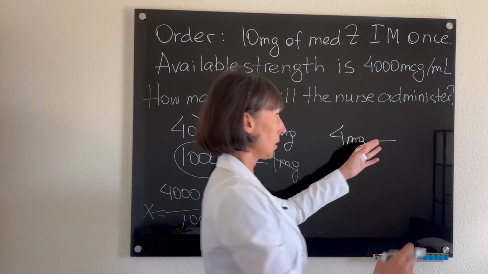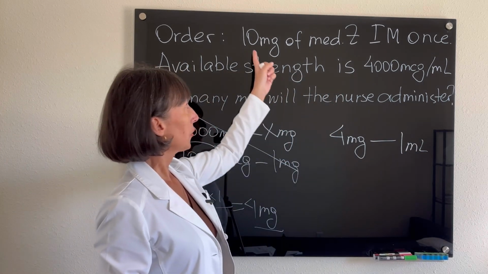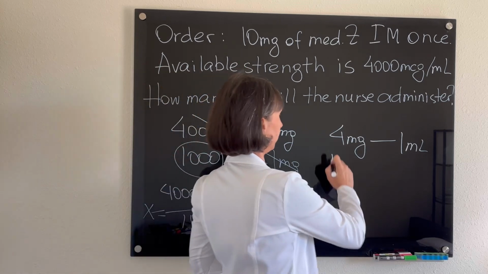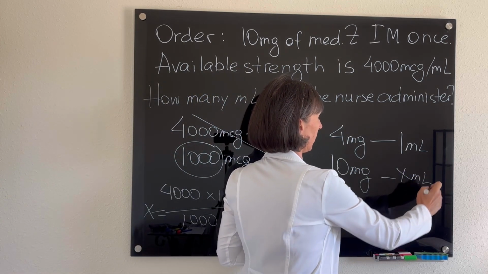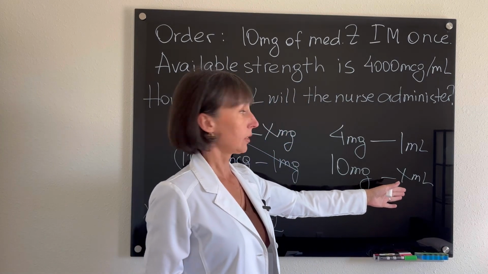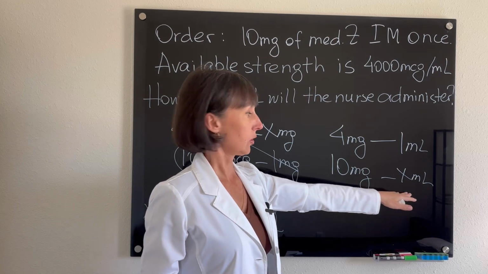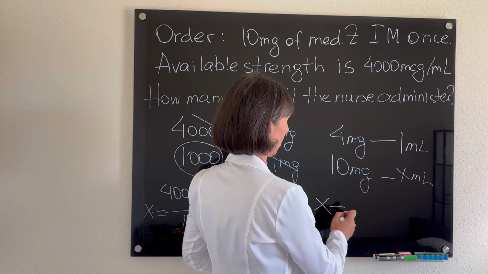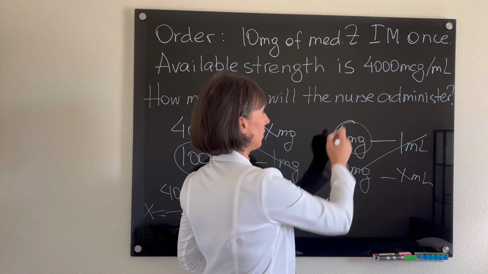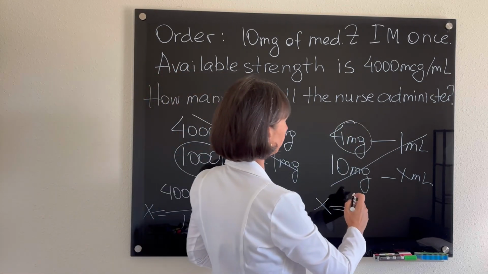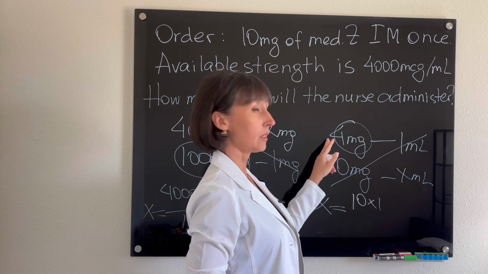4 milligrams is 1 milliliter. I have to give 10 milligrams. How many milliliters is that? 4 milligrams, 1 milliliter, 10 milligrams is X milliliters. Again, I multiply on diagonal, divide by the third number. 10 times 1 divided by 4.